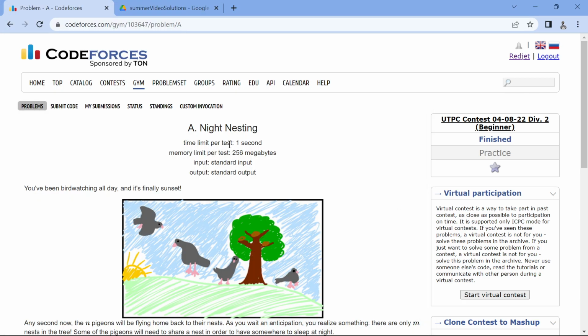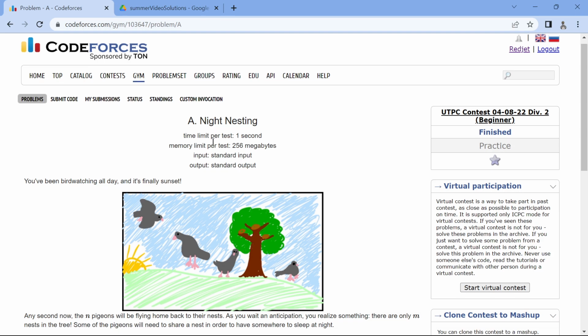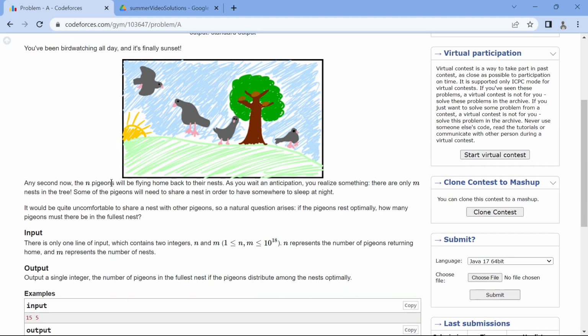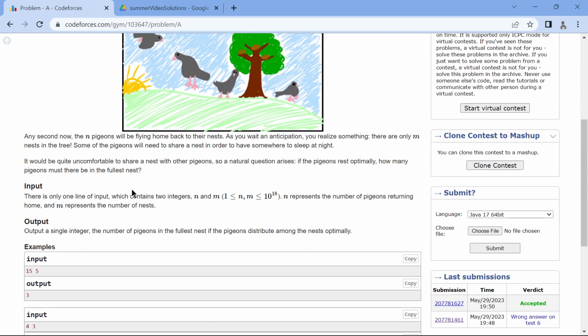Today we'll be doing problem A from the UTPC Contest Division 2 from CodeForces. In this problem, we're given n pigeons and m nests. If the pigeons are distributed optimally, how many pigeons must there be in the fullest nest? Meaning we're trying to find the maximum number of pigeons in a nest. So, let's think about this, okay?